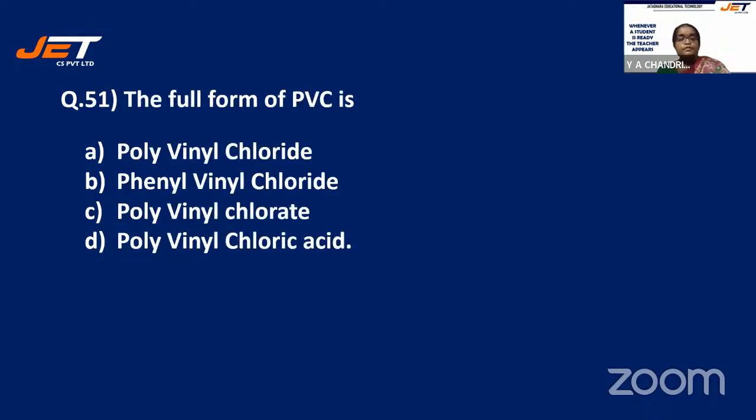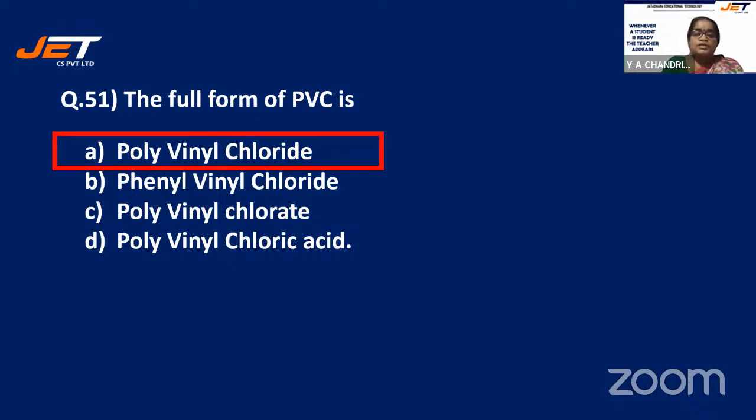The full form of PVC is. We have seen this also. I have said the full form. Let us see. It is option A, that is polyvinyl chloride. Polyvinyl chloride is the full form of PVC.